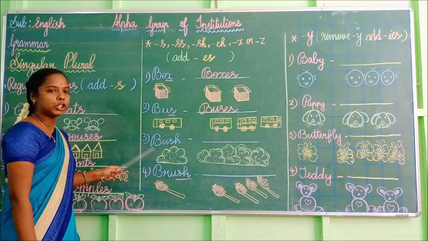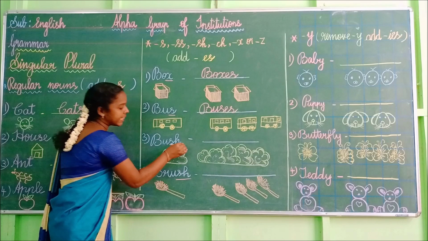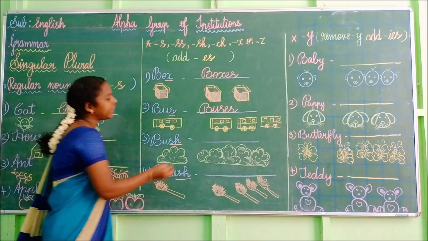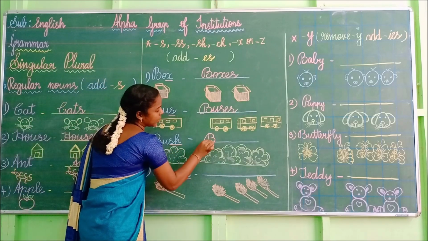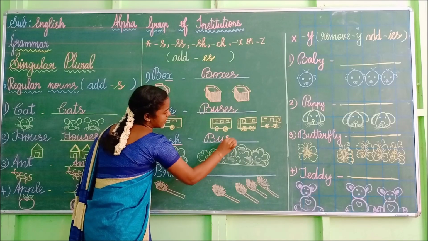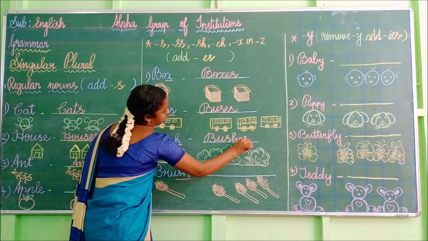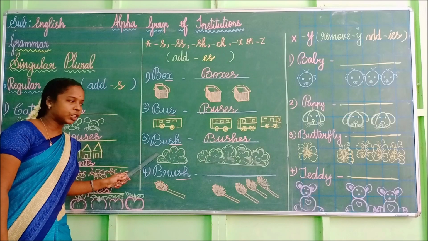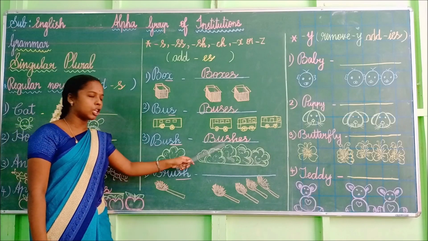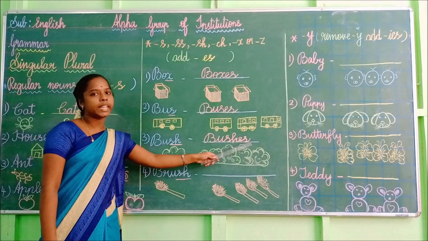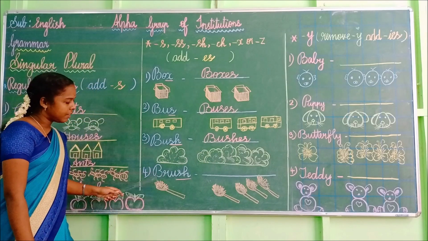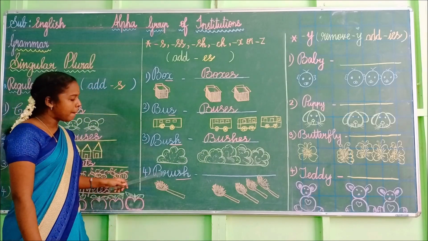Next one, bush. Here bush ends with the letters SH. So you have to add ES. Bush, bushes. The plural form of bush is bushes. B-U-S-H-E-S. Bushes.